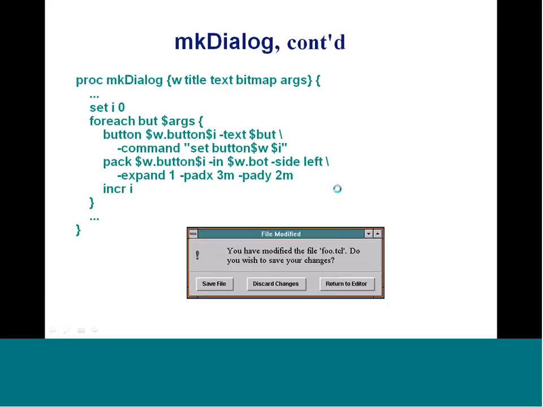Once we finish this, now we need to put the last bit, which is the bottom window. For that, the command is set i equal to 0, and for each button in the set of arguments, we create the button as a child of the main one, and we call the button $button with the same text format that we got. And then we also assign the command set button $w $i. Once we do that, we need to pack this one, and then we go into the next and grab the next button.